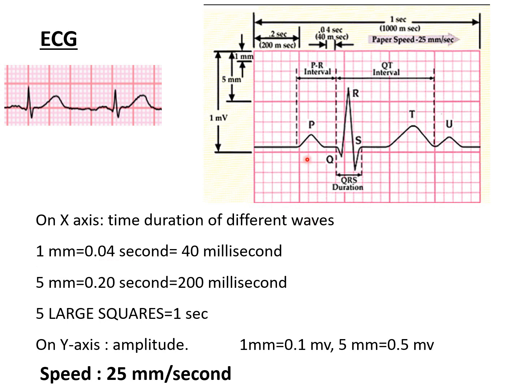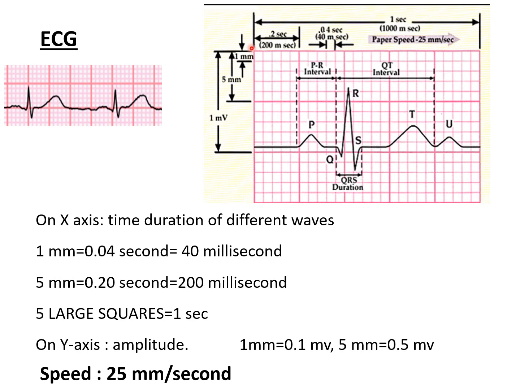If you consider the x-axis, that is the duration, one small square denotes 0.04 seconds, or you can consider 40 milliseconds. So 2 small squares are 80 milliseconds, 3 means 120, 4 means 160 and 5 small squares tell you 200 milliseconds. So remember, similarly 5 large squares denote 1 second duration. You can see here, 5 large squares are 1 second duration.